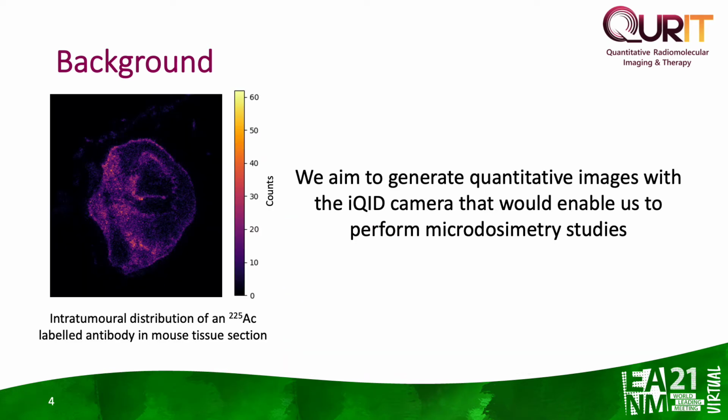Images from the iQID camera are initially qualitative. In this image here, we have the intratumoral distribution of an actinium-225 labeled antibody in a mouse tissue section. And this image already is very interesting. You can see that there is a very heterogeneous distribution within the tumor.